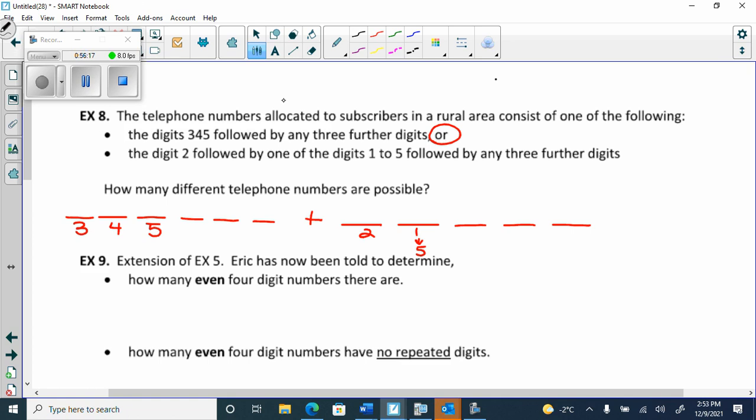Okay. 3, 4, and 5. How many options do I have? 1, the 3. 1, the 4, 1, 5. What about these? I can do them now because I'm done the restricted ones. 10, 10, 10. Because I have 0 to 9 here, right? There's no restrictions on these. It doesn't say I can't repeat, so it can be any digits, correct?